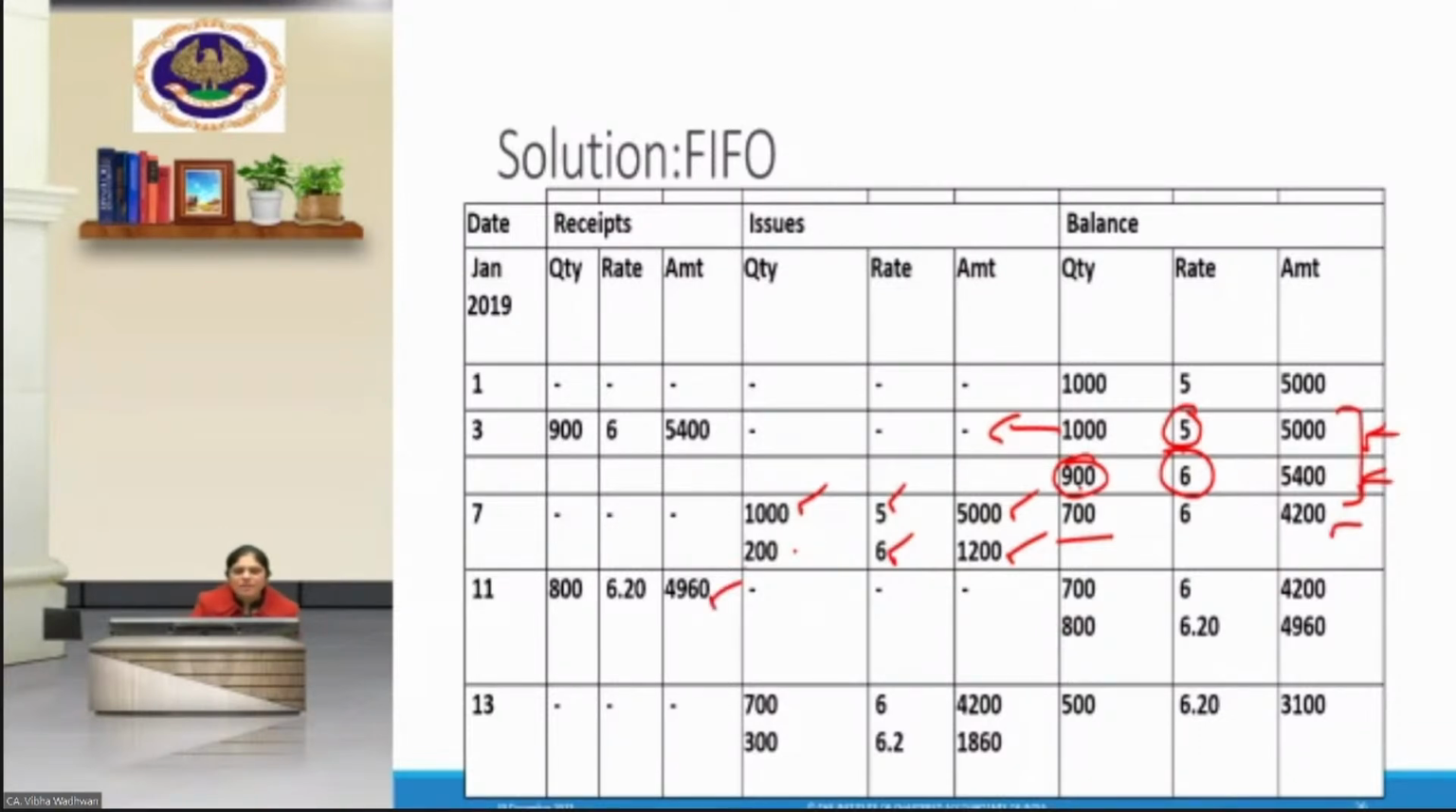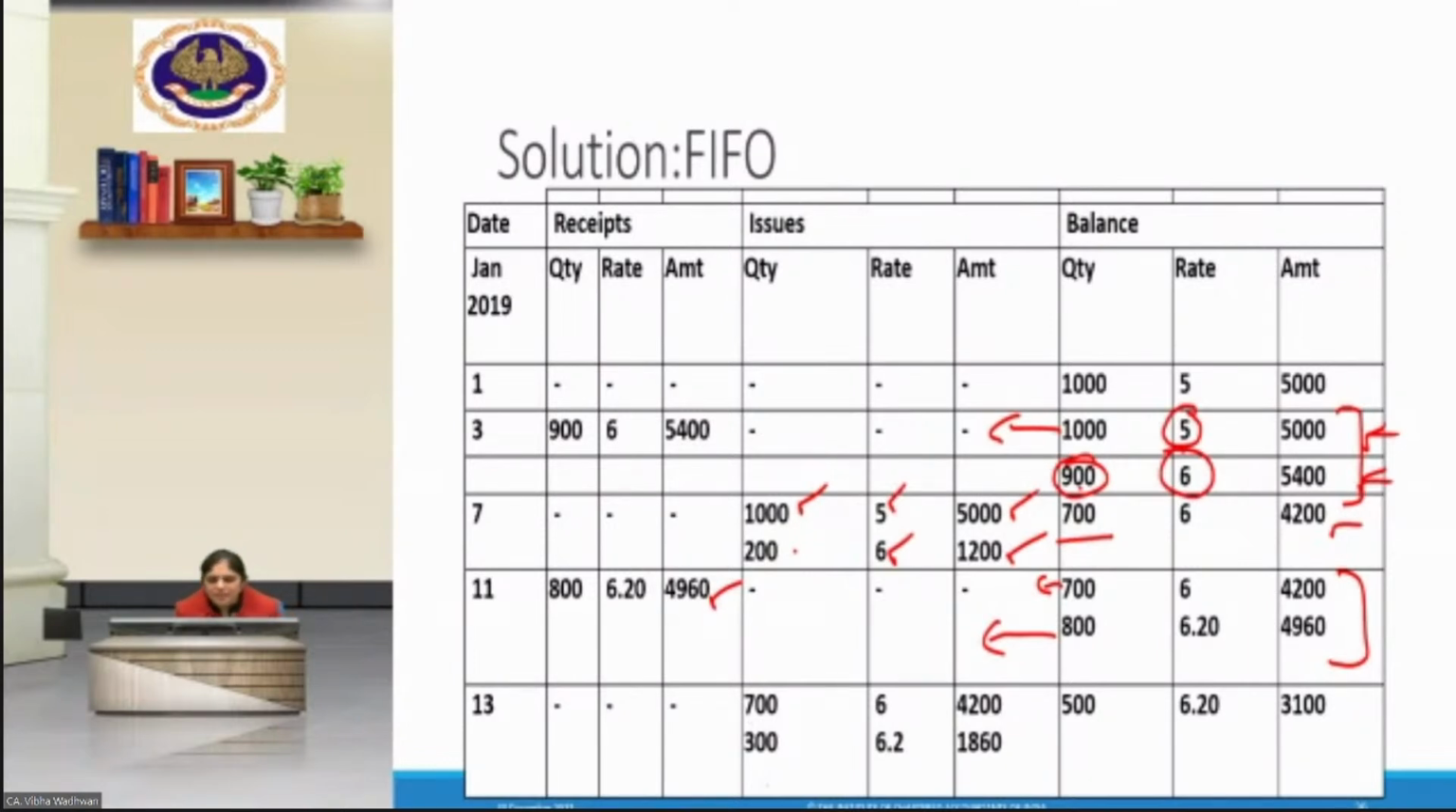Then we had fresh purchases on 11th of January. So update the balance. 700 was the oldest one which was left and 800 is the new purchase. So this was the oldest one and this is the new purchase. Then we have an issue on 13th January. We have 1,000 units we have issued. So 1,000 units we have issued for production.